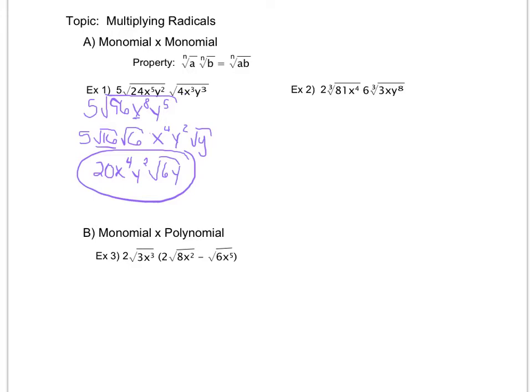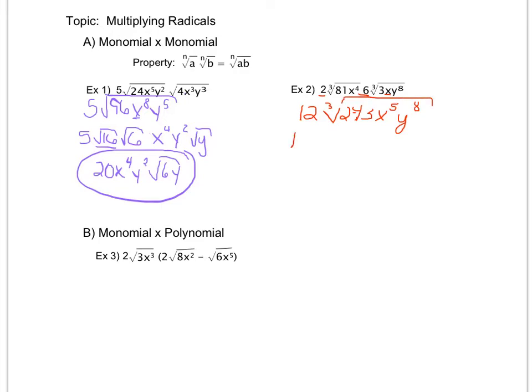Looking at one more example here with monomial by monomial, and then we'll move on to monomial and polynomial. First thing again I'll do is multiply these together. So I'll multiply the 2 and the 6, the non-radical terms. I get 12 cube root. 81 times 3 is 243. X to the 4th times x is x to the 5th. Again, I add my exponents, and I only have y to the 8th.